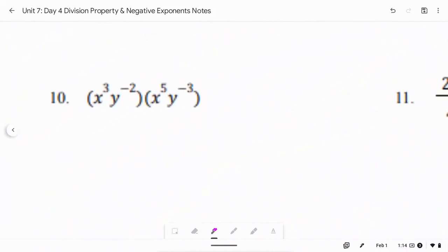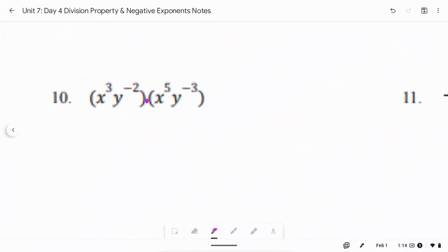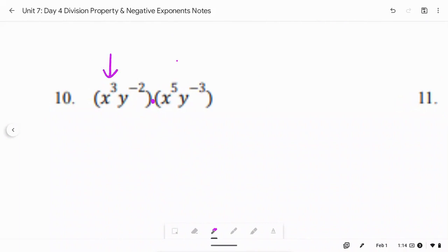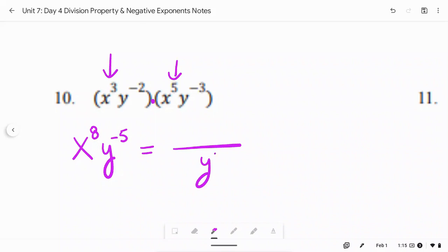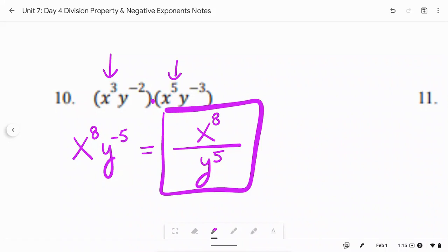Next example is multiplication. For multiplication, we need to add the exponents. So 3 plus 5 gives me x to the 8th power. And then negative 2 plus negative 3 is y to the negative 5th power. I can't leave my answer like this because I have a negative exponent, so y needs to go into the denominator, and then x is going to stay in the numerator. So I would get x to the 8th over y to the 5th.